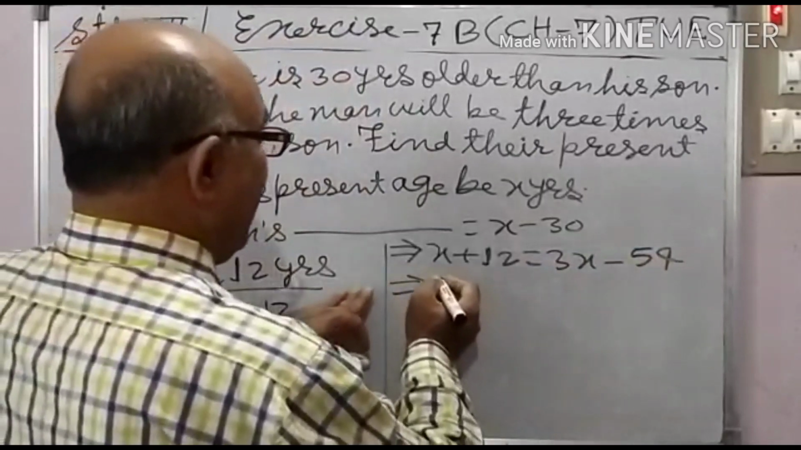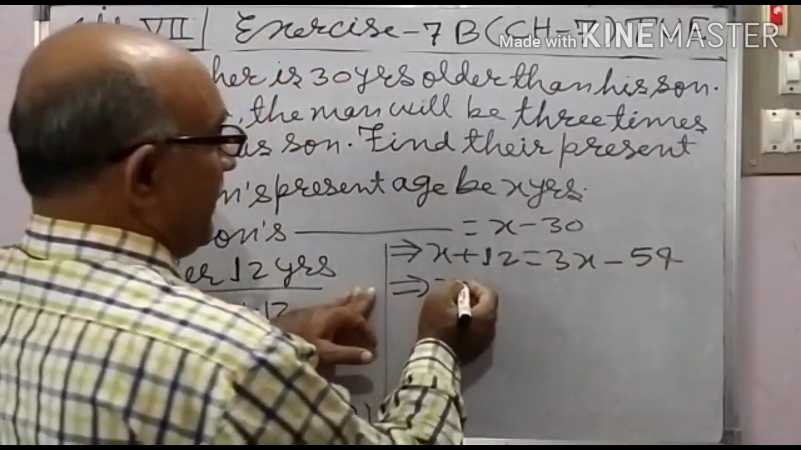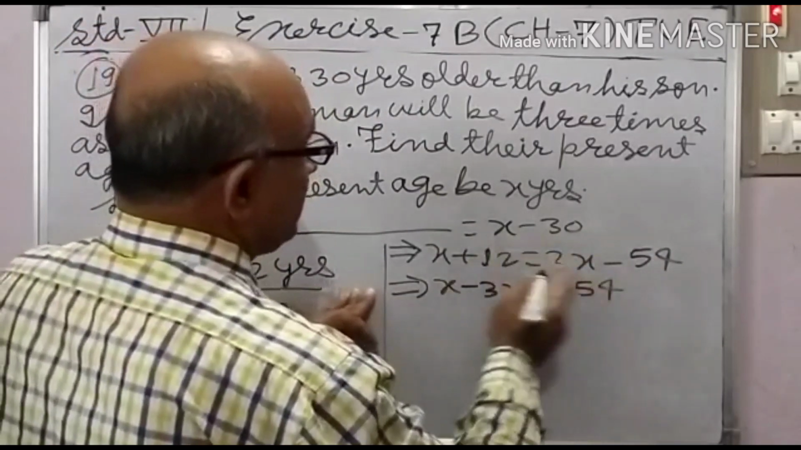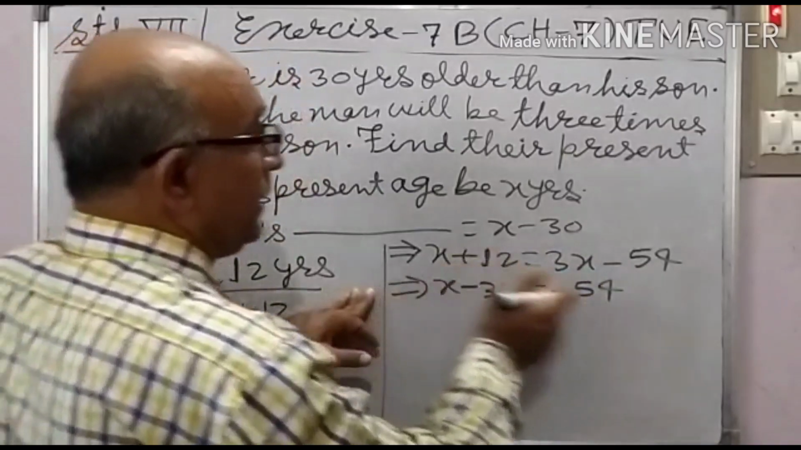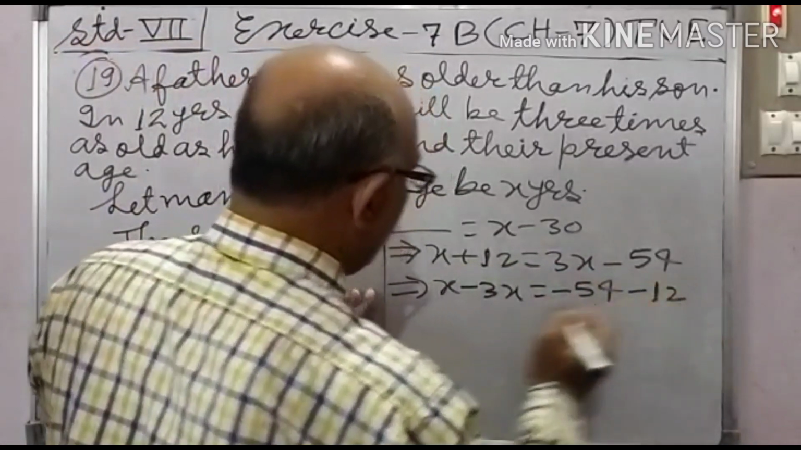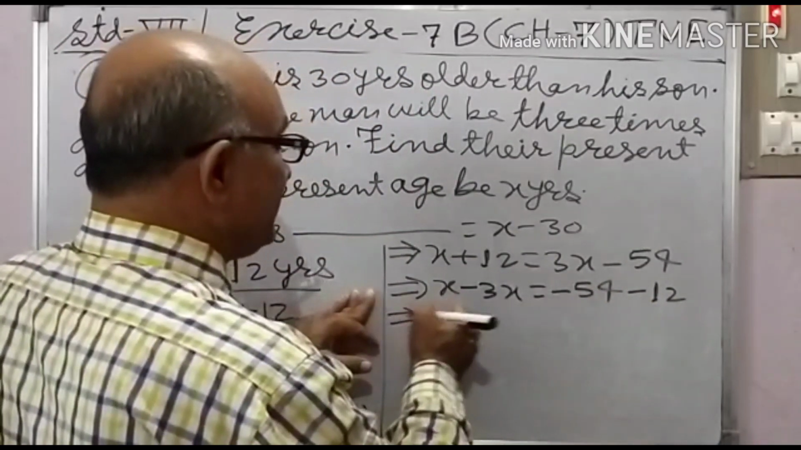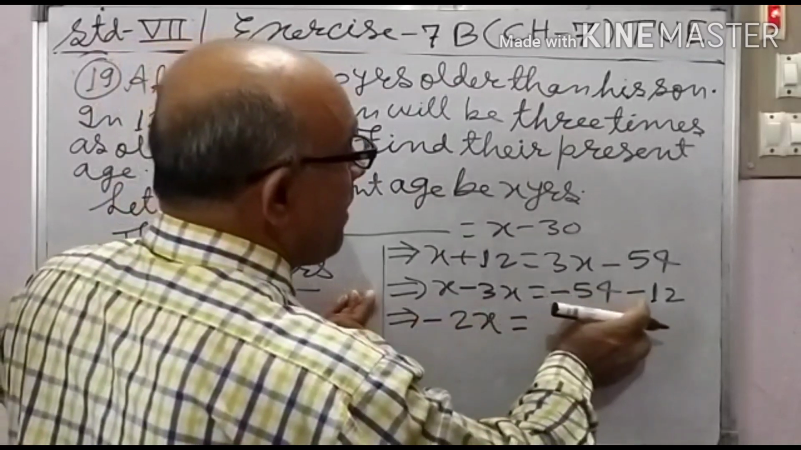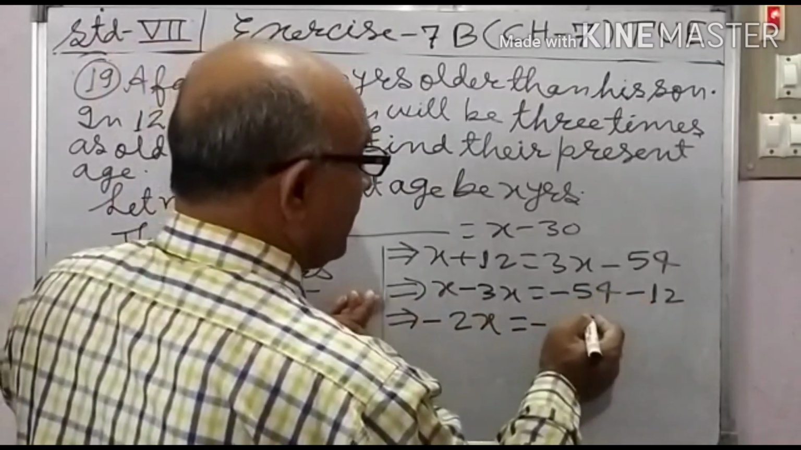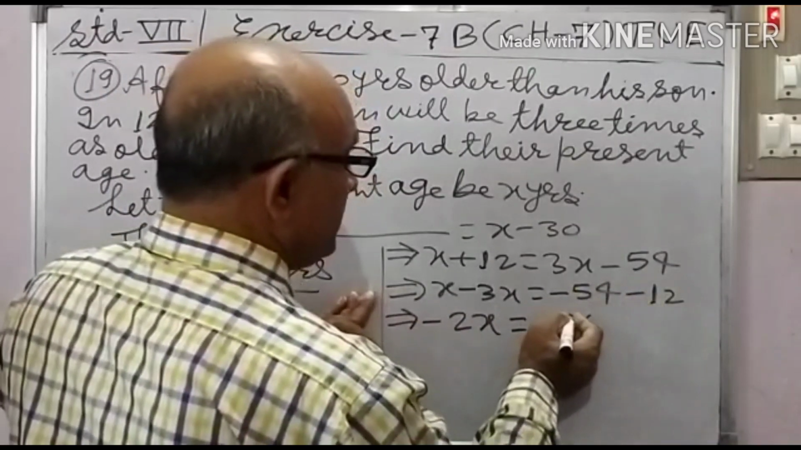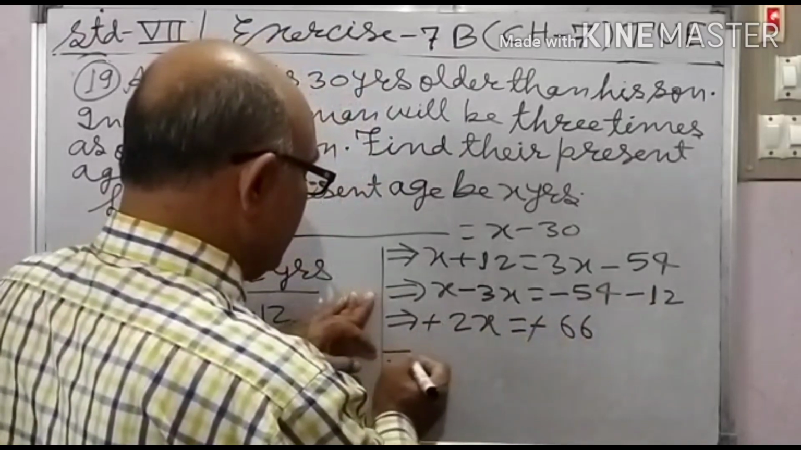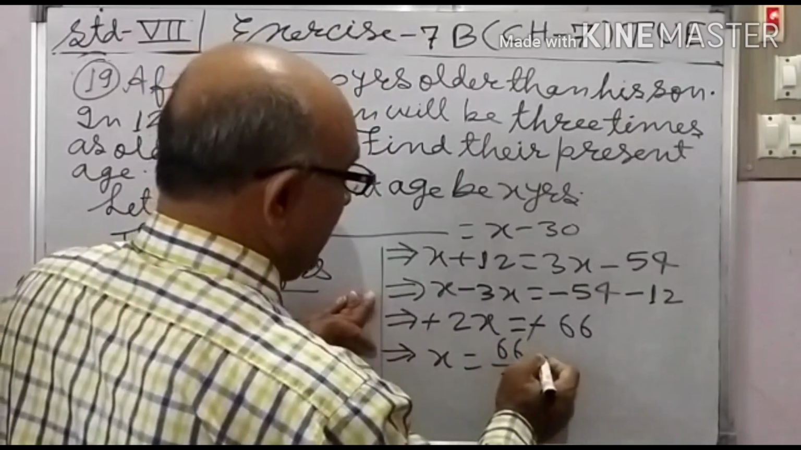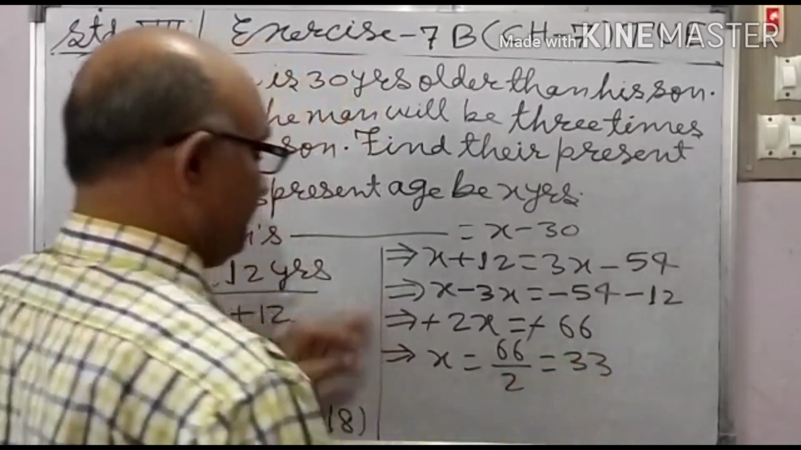Now solve it. By transposition, 3x changes into minus 3x, and minus 54 changes into plus 54. Plus 12 by transposition changes into minus 12. That implies x minus 3x equals minus 2x, equals minus 54 minus 12, that means minus 66. The minus signs cancel. That implies x equals 66 by 2, so 33.